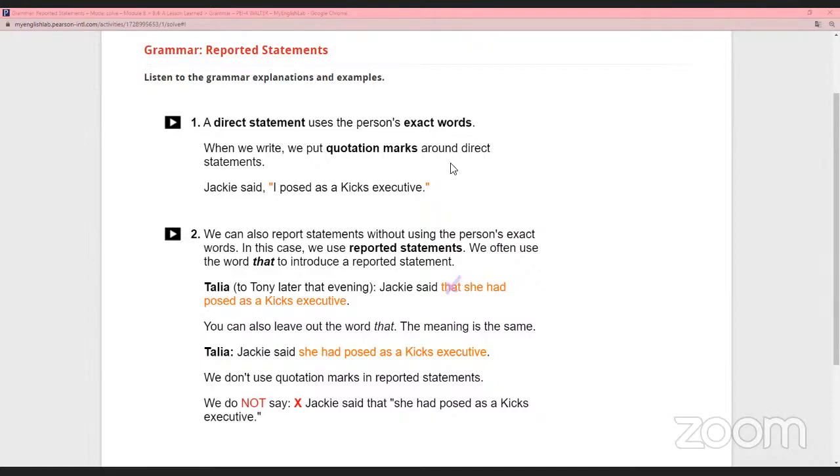I received a message about my microphone. Can you hear me? I can't hear you. It's cutting out, but okay, give me a second. Understood, of course.